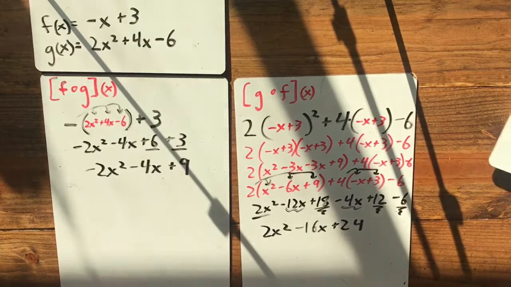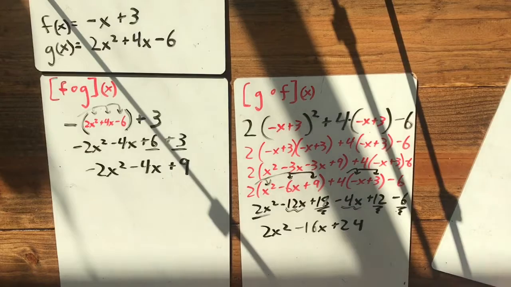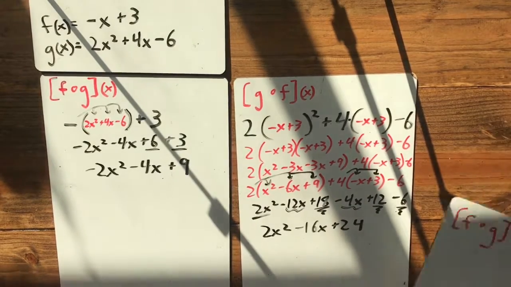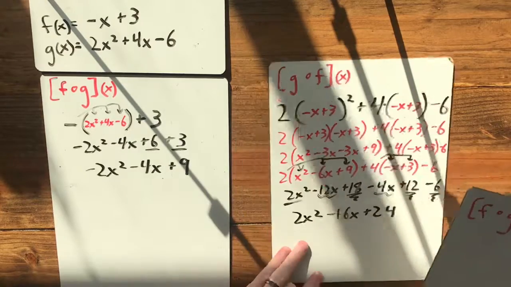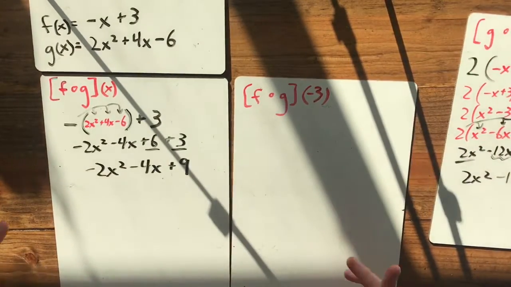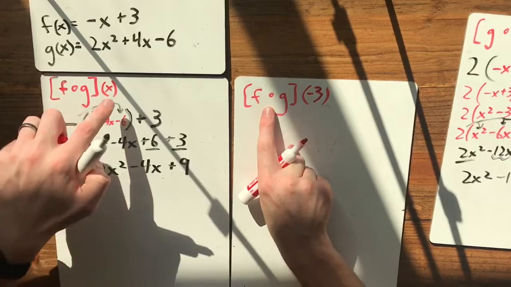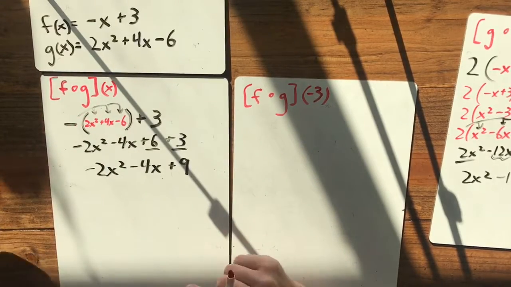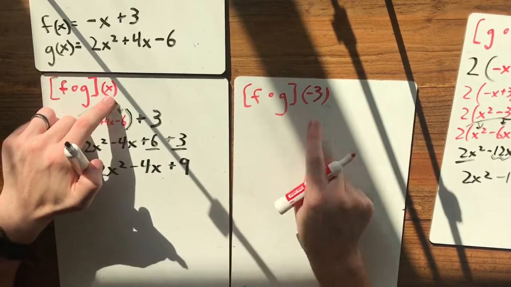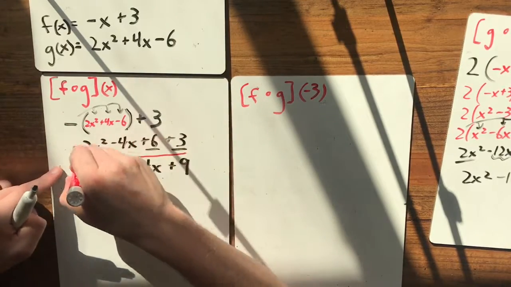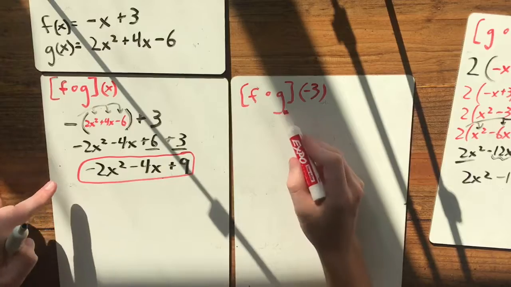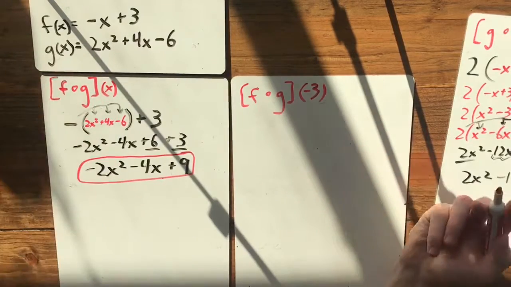One last bonus question for us here. We've got f composed of g of negative 3. How does this fit into everything? Well, it's going to be very similar to f composed of g of x. The only difference is instead of x, we have negative 3. We've already found f composed of g, but instead of having x, we want negative 3.